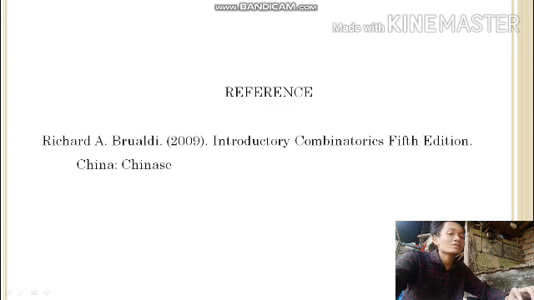And you can find this topic in the book Introductory Combinatorics, 5th edition, by Richard A. Brualdi. That is my presentation.